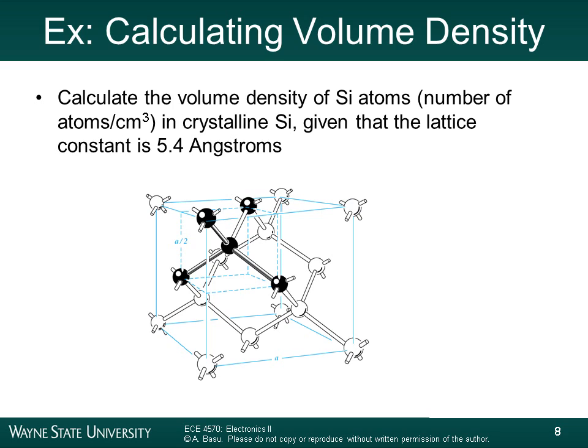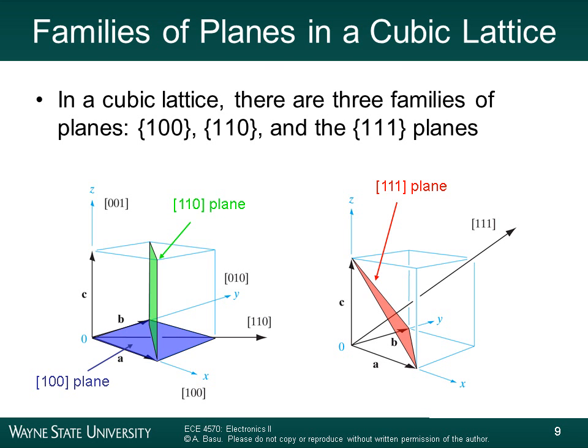So this is something that we're going to skip over, this term. One thing you can do is calculate the volume density, basically figure out the number of atoms per centimeter cubed in a material. Just in the interest of time, we're going to skip over that because it's not too important in the whole thing about solid state.